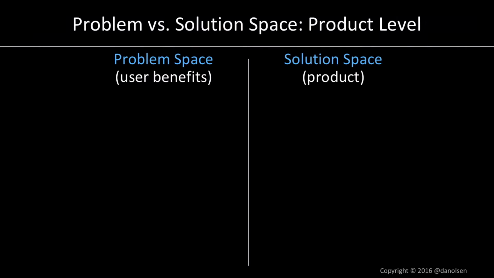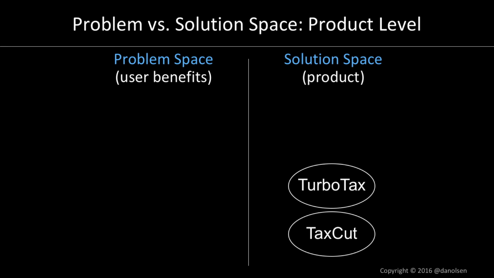Let me illustrate it with more of a software product example. We'll do problem space on the left, solution space on the right. I used to work at Intuit for Quicken. Another big product we had was TurboTax. Actually, I don't know, do they use TurboTax in Canada or not? All right, cool, good. So it's a product, so it's in the solution space. It competes with another product, TaxCut. And what you can do is you can map back and forth.